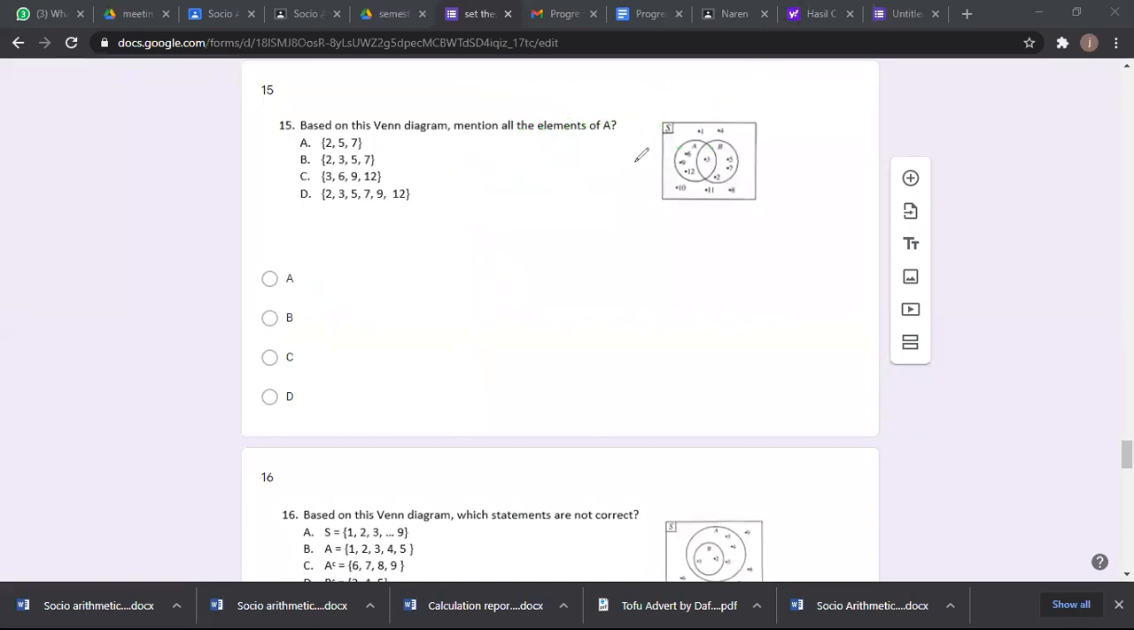Next, we still have a Venn diagram again, and they're asking to mention all the elements of A. So for the elements of A, you just see from the circle in A. So we have 3, 6, 9, 12. Yeah. So this is the full circle of A.